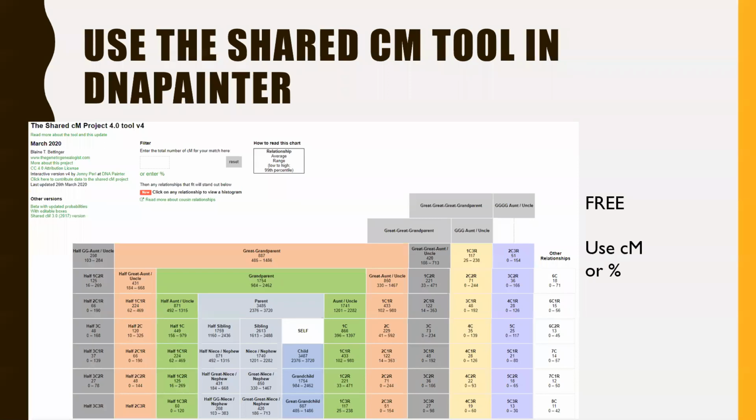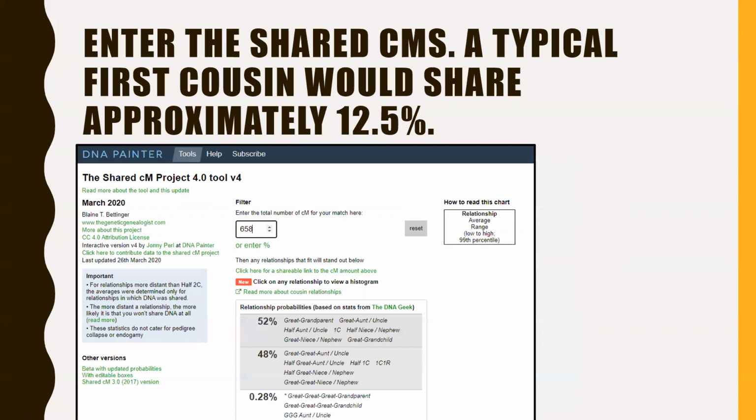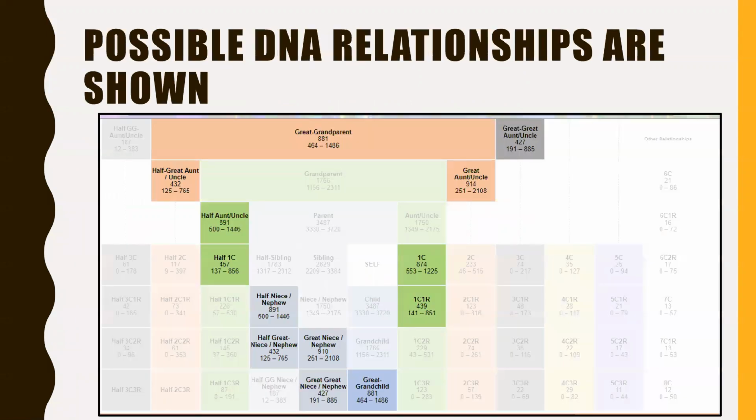So in DNA Painter, under Tools, the Shared Centimorgan Project has been updated again. I believe it was in March 2020. What you can do here is input the total number of shared centimorgans for your match from any of the testing companies, and it'll highlight for you what the relationship is. So if you put 658 centimorgans in there for your match, what highlights are the possible relationships for that match, given the data that's been collected. And now more than, I think it's 50,000 people have uploaded to the Shared Centimorgan Project.